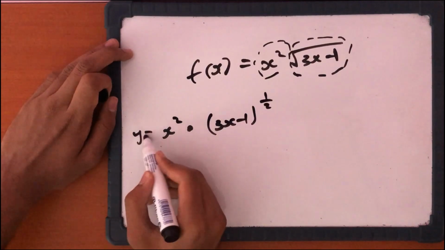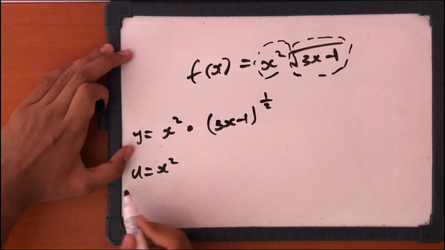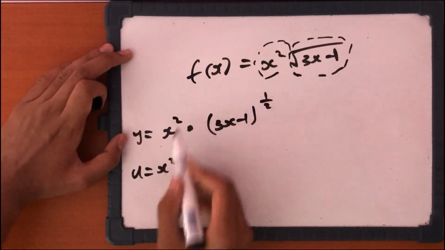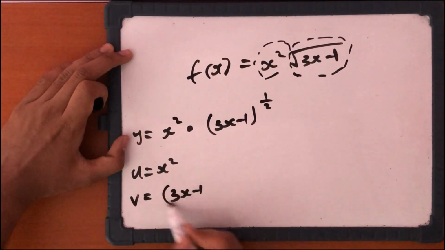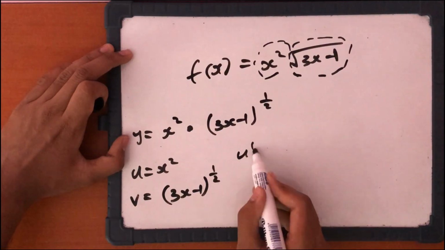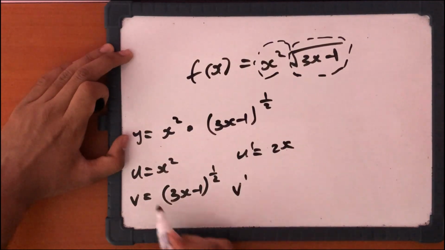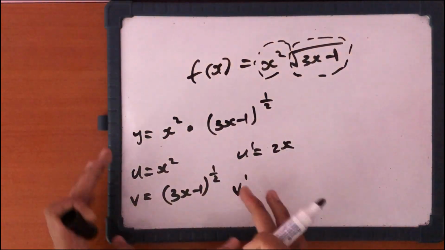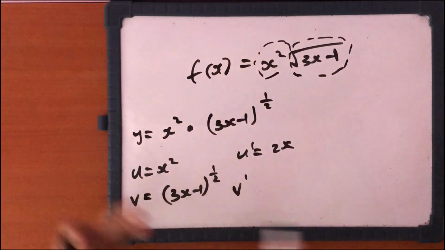How would you differentiate this? Again, you say u is x squared. You just give each of these a letter. So u is x squared and v is this other one, (3x minus 1) all raised to a half. So now u prime, the derivative of this, is just 2x. And v prime, now here we have to use chain rule. This function inside the product rule, to differentiate this, we have to use chain rule.